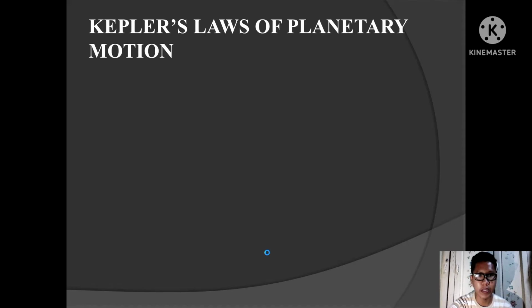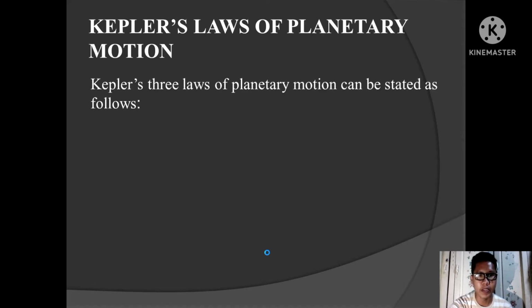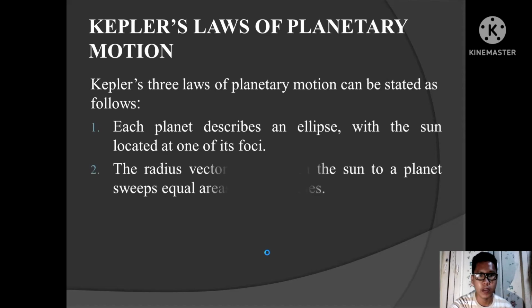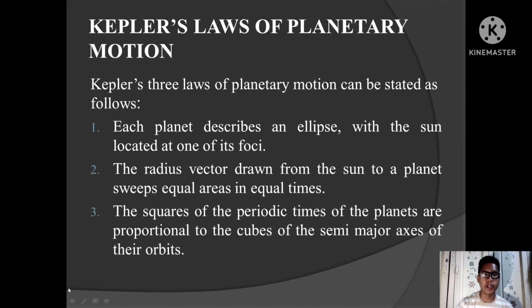So the next one is Kepler's laws of planetary motion. Kepler's three laws of planetary motion can be stated as follows. First, each planet describes an ellipse with the sun located at one of its foci.